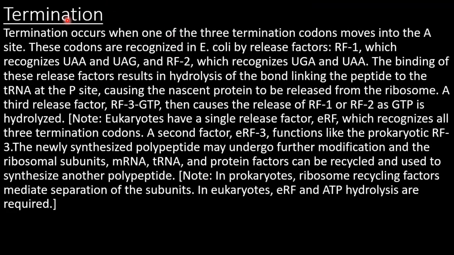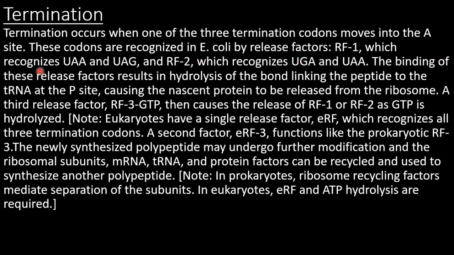Now, termination. How will it occur? It will occur when one of the 3 termination codons moves into the A site: UAA, UAG, UGA. These codons are recognized in E. coli by the release factors. Release factor 1 will recognize both UAA and UAG. And release factor 2 will recognize UGA and UAA. So UAA is recognized by both release factors 1 and 2, but UAG will be recognized by release factor 1 and UGA only by release factor 2.